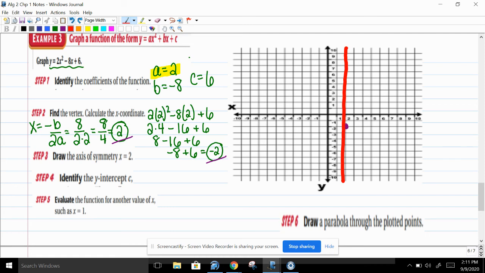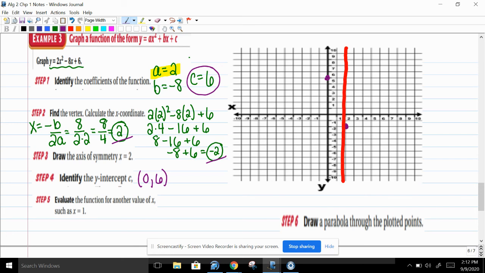The y-intercept of any graph is where the graph crosses the y-axis. So the y-intercept is going to land on the y-axis. It's always going to be (0, c), whatever c is. In our case, c is 6. So our y-intercept is (0, 6). 0, comma 1, 2, 3, 4, 5, and 6.